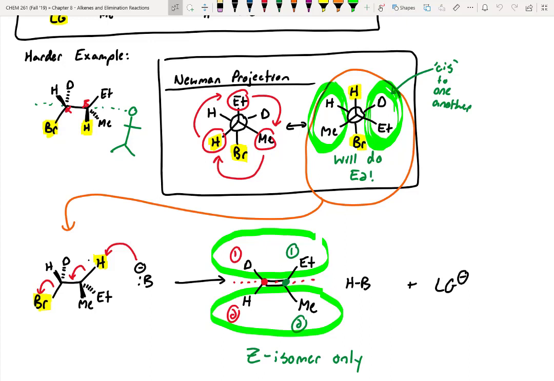In addition, I've shown you that Newman projection trick where when you do that twist and get that beta proton anticoplanar, circle the groups on either side. Those will be cis to one another in your final alkene. So you can use that to determine whether or not you'll get the E or the Z alkene out for a specific E2 reaction.